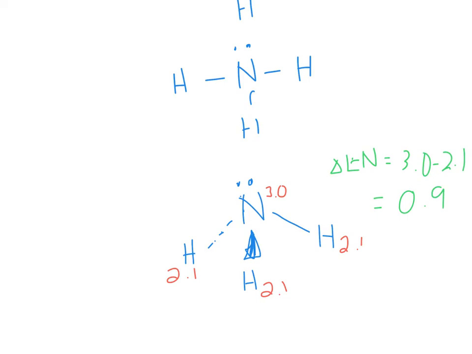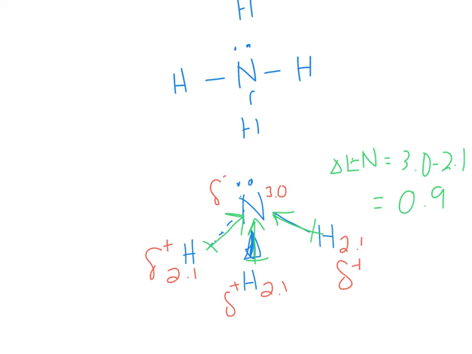Because of that, I can draw on my bond dipoles. Now, nitrogen's more electronegative than hydrogen is, so nitrogen will have a slight negative charge, whereas hydrogen gets slight positive charges. And showing that on my bond dipoles, the arrows all point towards nitrogen.